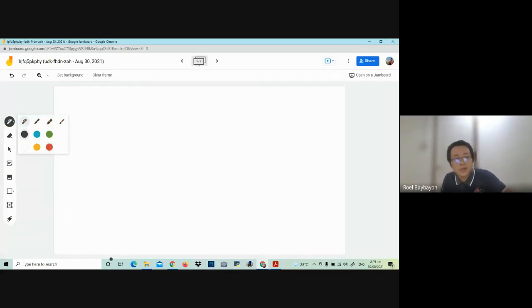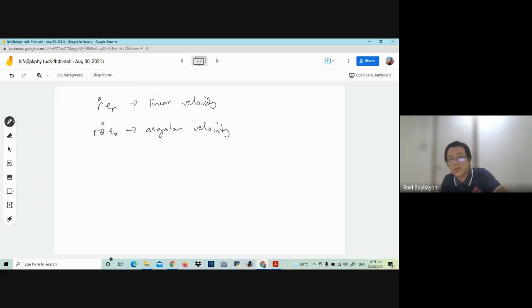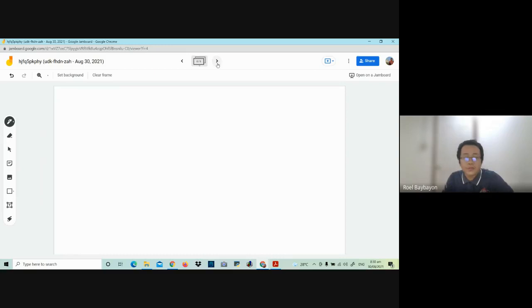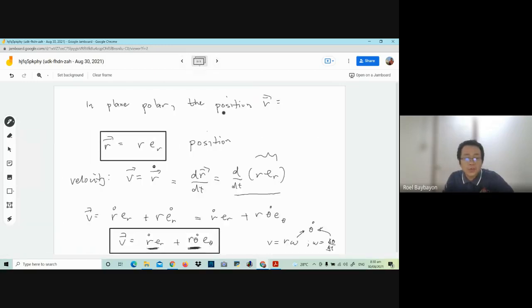r dot e_r is the linear velocity, and r theta dot, or r omega e_theta, going in the theta direction, is my angular velocity. So it has two terms here, and we call r theta dot the angular velocity. Now we have the velocity of the particle, which has two terms, the linear and the angular velocity.